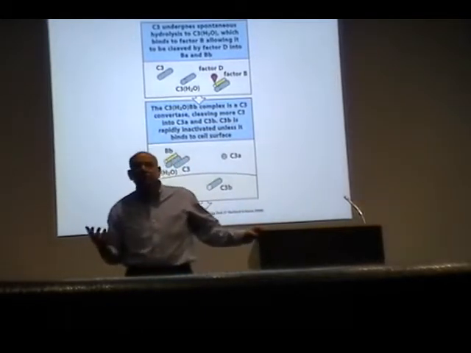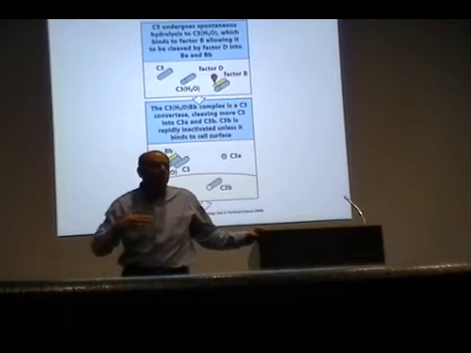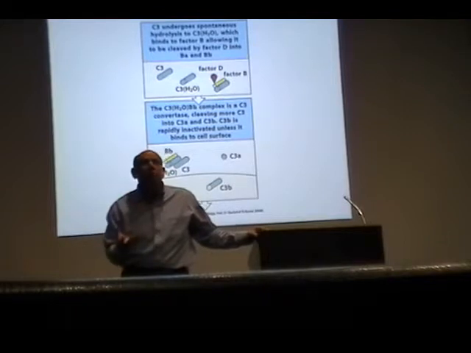Not very efficient, not very regulated. You're relying on random flexing of C3 for this whole thing to start. That's why, when you think about it, it's the evolutionary oldest part of the complement cascade. It's also the evolutionary least developed, because it's depending on a random flexing of the C3 bond.